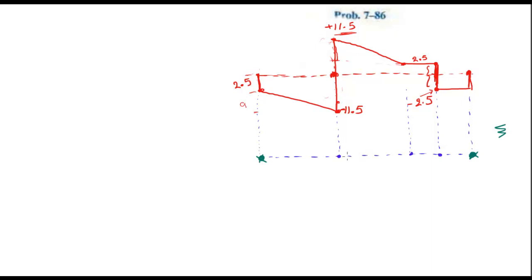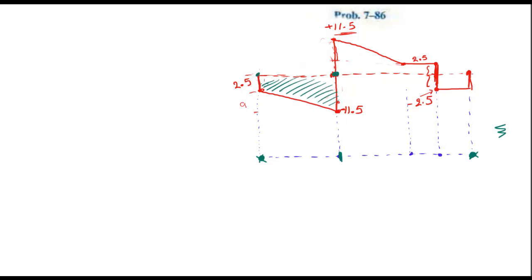Okay, so what is the moment value here? And do you expect it to be positive or negative? What you can do is look at the shear diagram. The whole shear diagram between this point and this point is on the negative side.